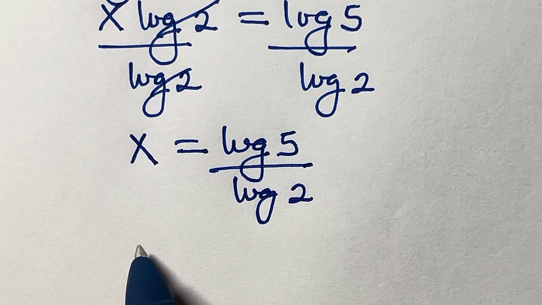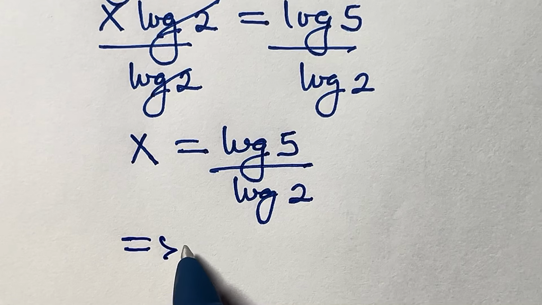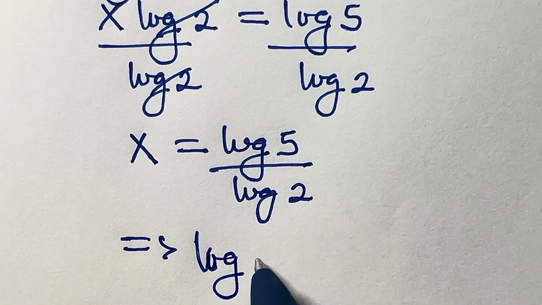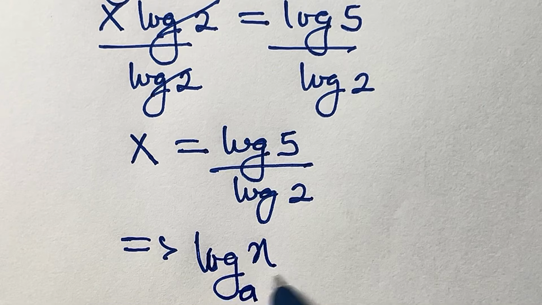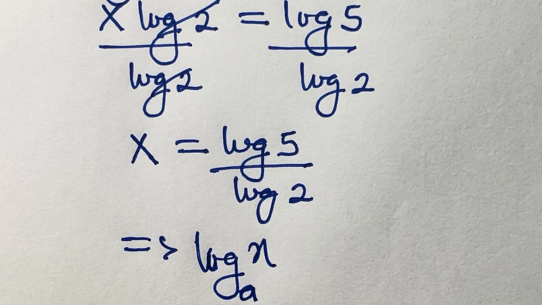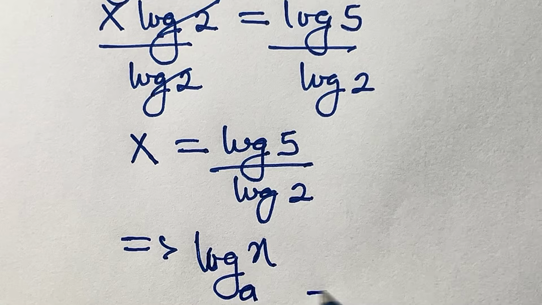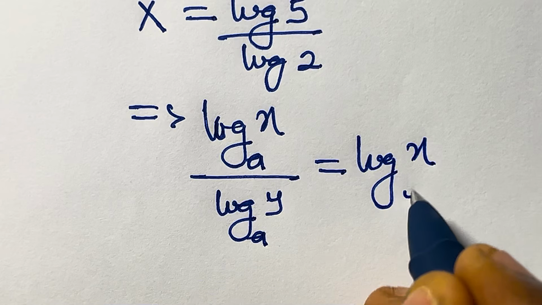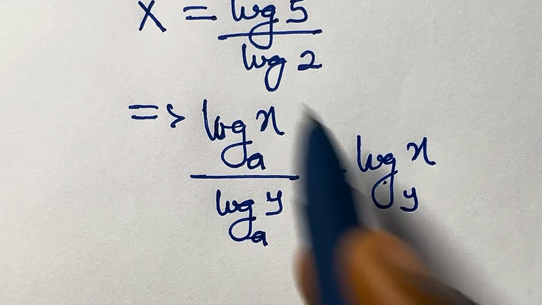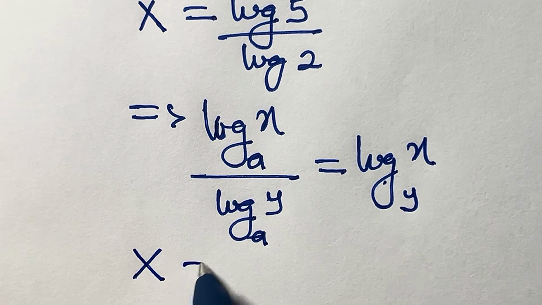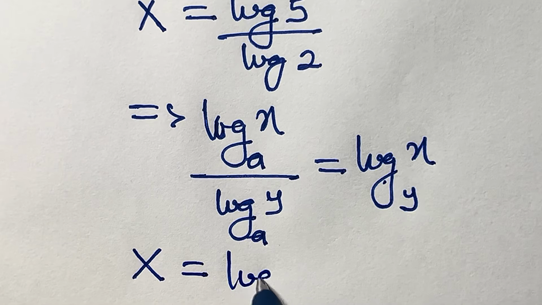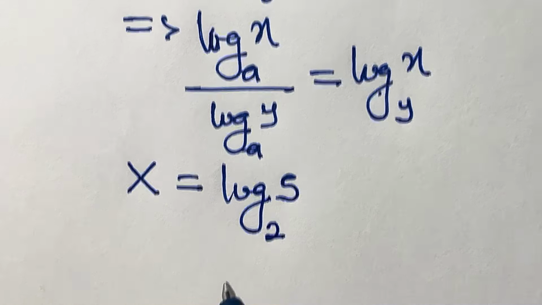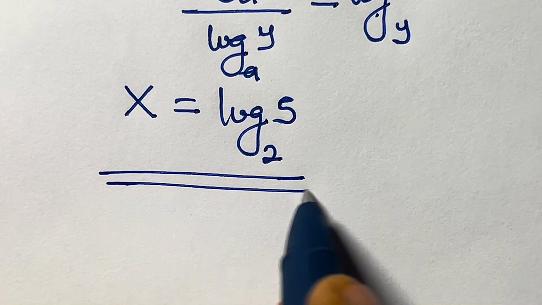But you must recall that if you have log x in base A divided by log y in base A, this is equal to log x in base y. So applying this, we will have our x equal to log 5 in base 2. So this is our solution to the equation.